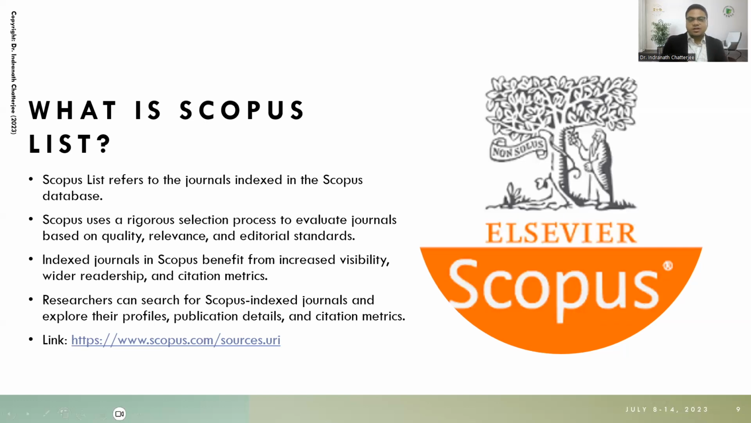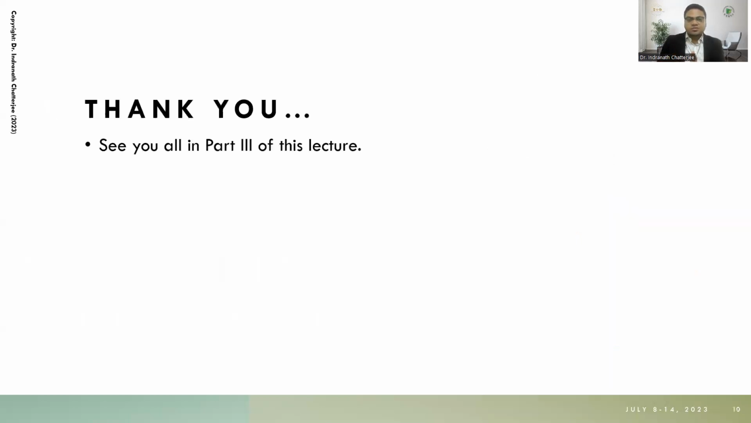So you can search for any journal in Scopus from this website, www.scopus.com/sources.uri. If you open this website, you can search for any journal and see their entire reputation and citation metrics, and the H index, SJR, SNIP, all kinds of scores. So all these things are included in our lecture.